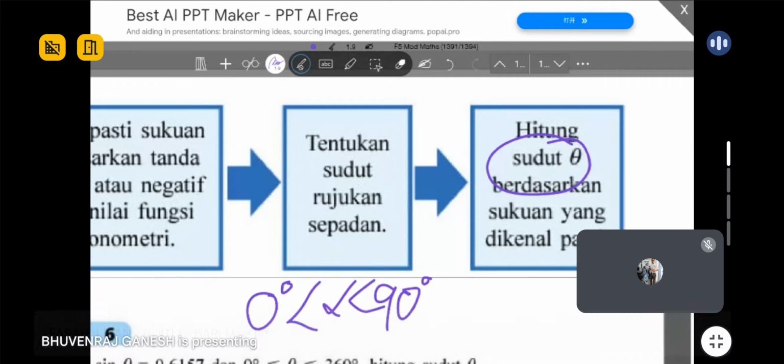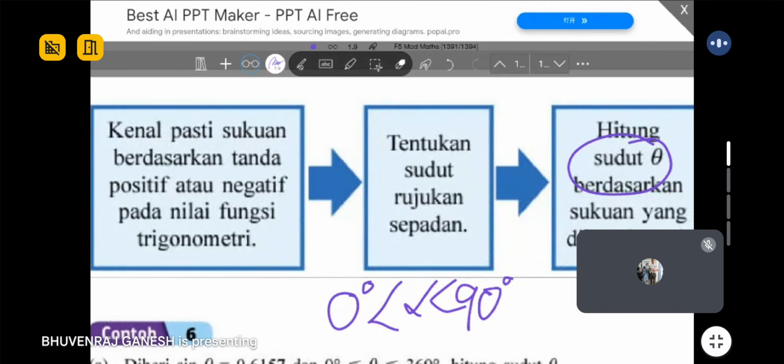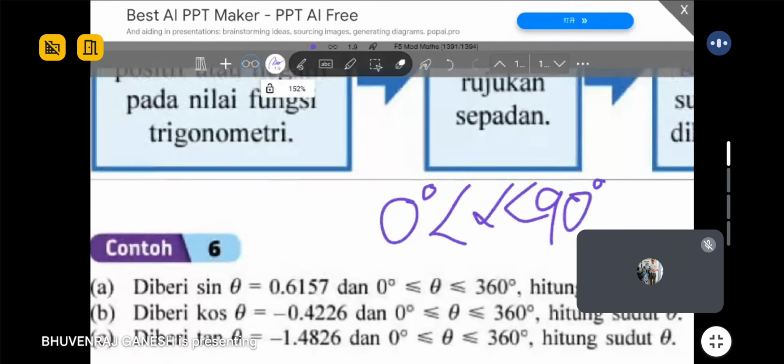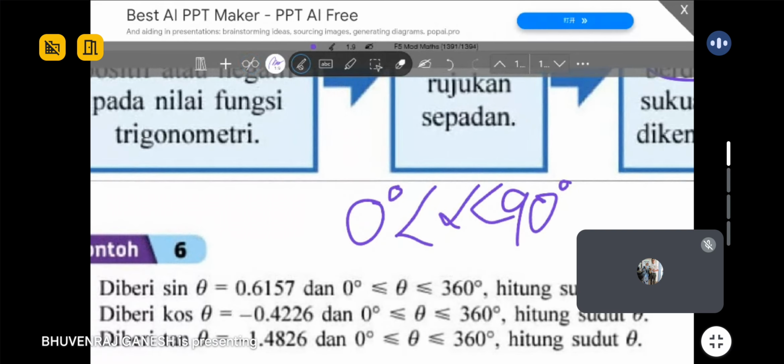Okay guys, are you all familiar with all these steps? I think you all have done this many times, right? Banyak dah buat yang ni. Am I right? So should be familiar lah. Okay, so basically for Modern Maths, julat theta hanya dalam lingkungan ni saja.